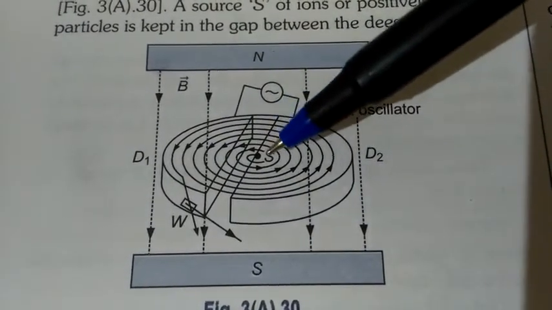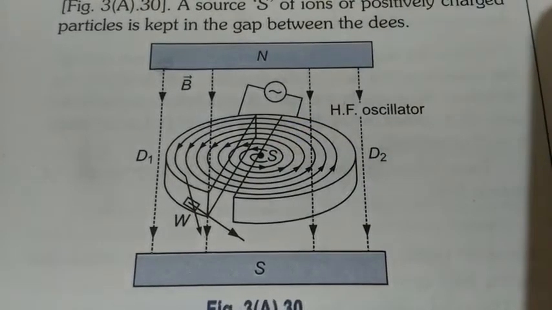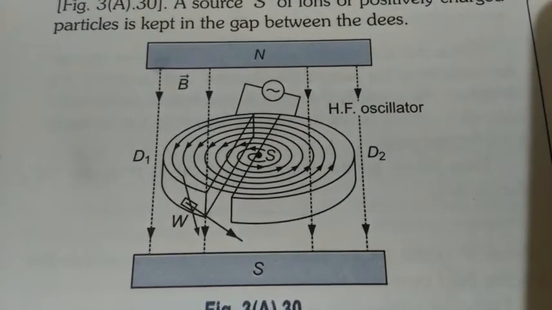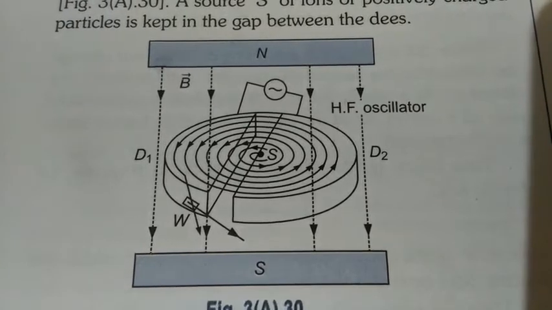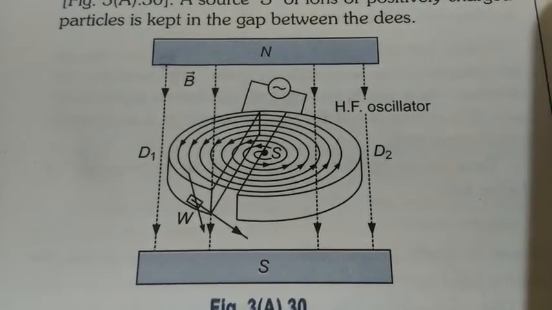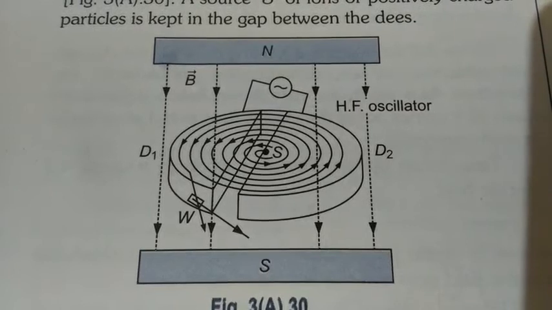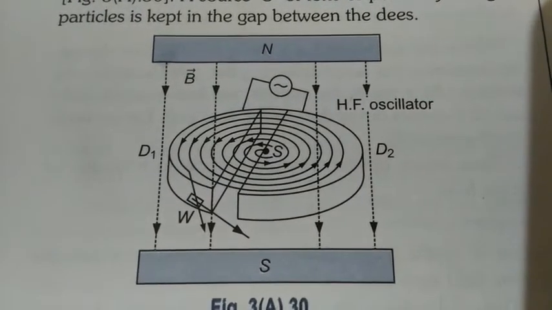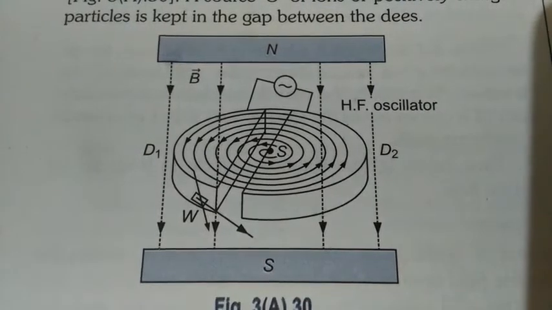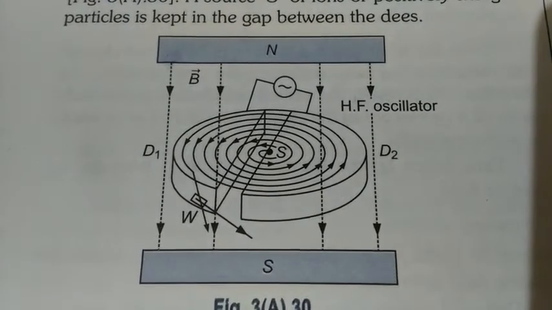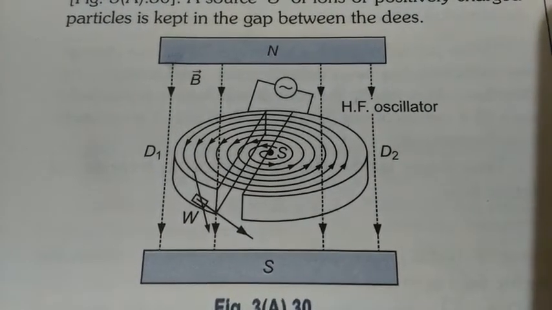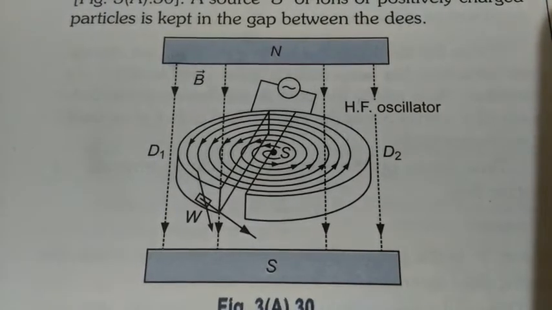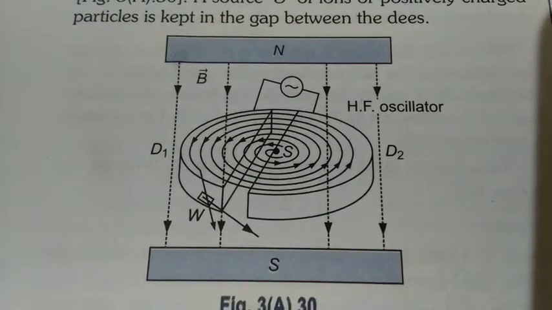One thing I want to tell you is that with the help of cyclotron, only the positively charged particles can be energized, can have high energy, not the negative particles like electron, etc. And why is this so? That I will tell you after explaining the working and theory. So, how to increase the energy of a positively charged particle by cyclotron.